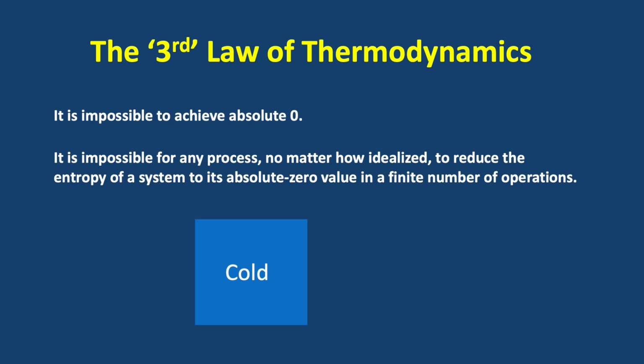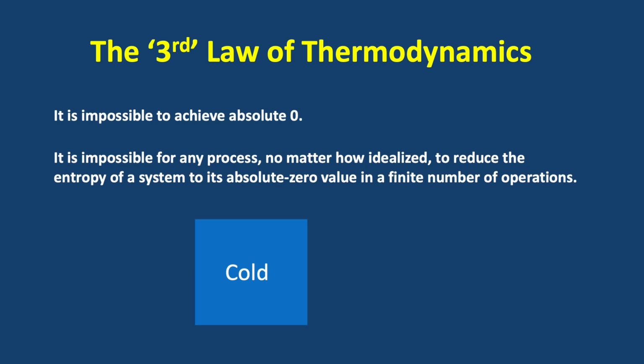But whilst we can conceptualize the idea where the particles in a system might have average kinetic energy equal to 0, the marbles in your box are not moving, according to the third law of thermodynamics, it's impossible to actually achieve 0 Kelvin. We might express it in words like this: it's impossible for any process, no matter how idealized, to reduce the entropy of a system to its absolute 0 value in a finite number of operations. Well, what does that mean?